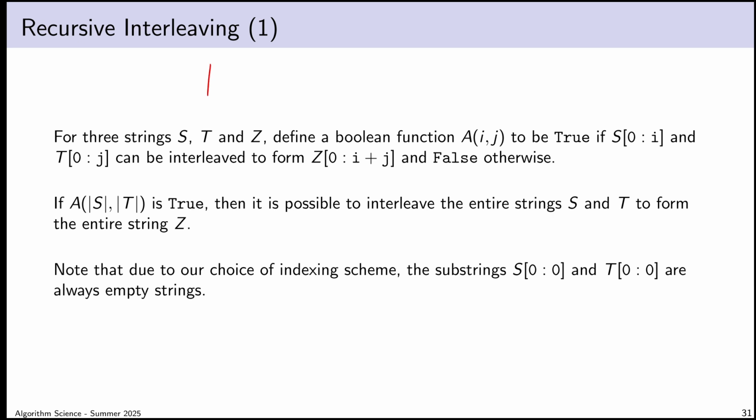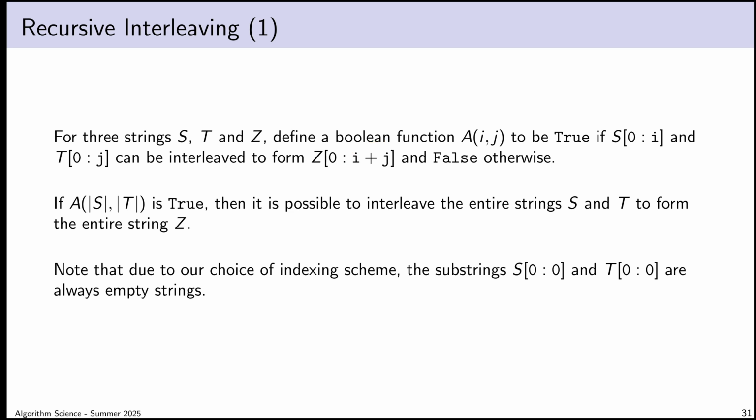Okay, so for 3 strings, S, T, and Z, you give me those 3 strings. Once I have them, I will now define a Boolean function A(i,j) to be true if I can interleave the first i characters of S and the first j characters of T to form the first i plus j characters of Z. So I know it's sort of a strange way to break down the indexing, and also, where is this i plus j coming from?